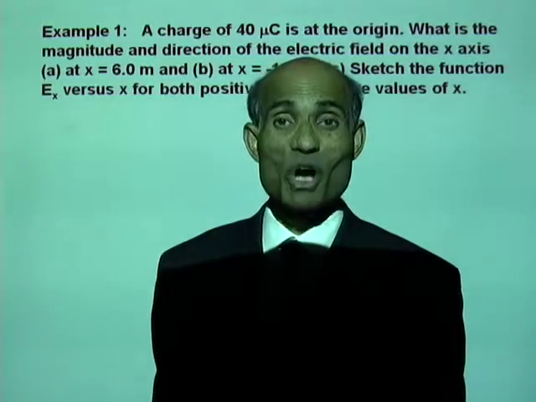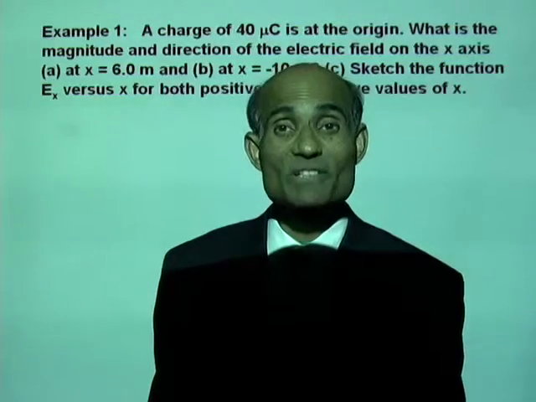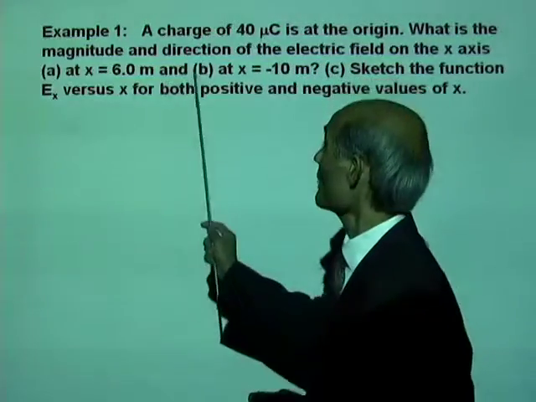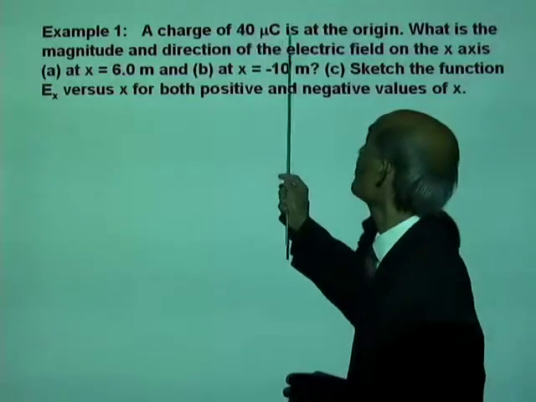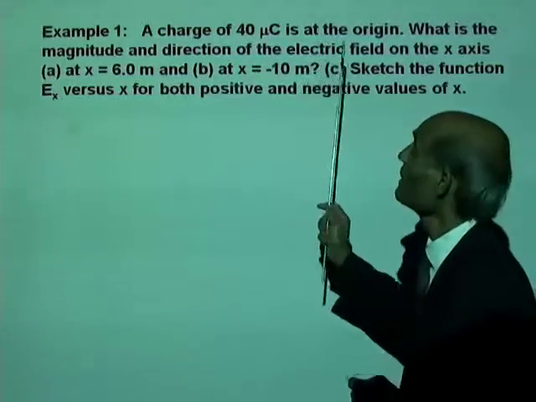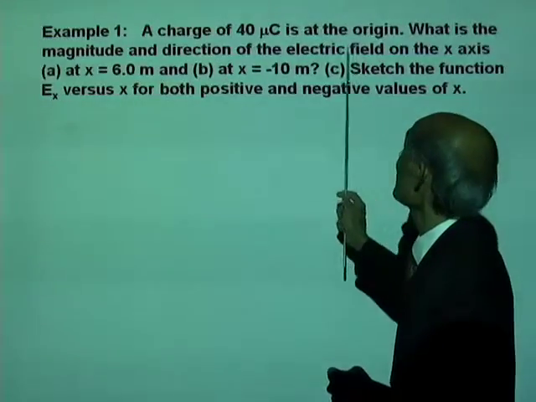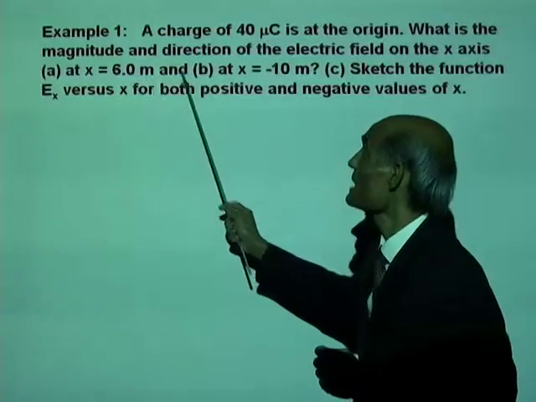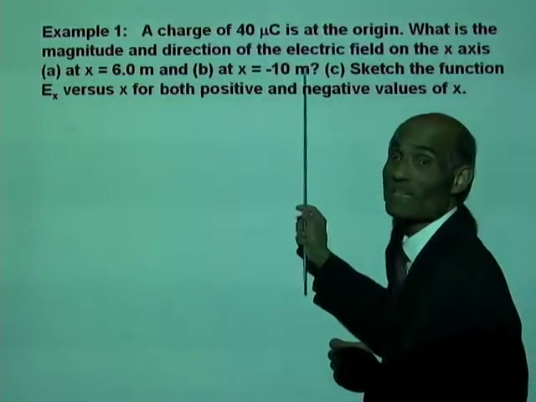We will now use the concept of electric field and the electric field intensity to solve problems. Alright, let's start with one. A charge of 40 microcoulomb is at the origin. What is the magnitude and direction of the electric field on the x-axis at (a) x equal to 6 meter and (b) at x equal to negative 10 meter?